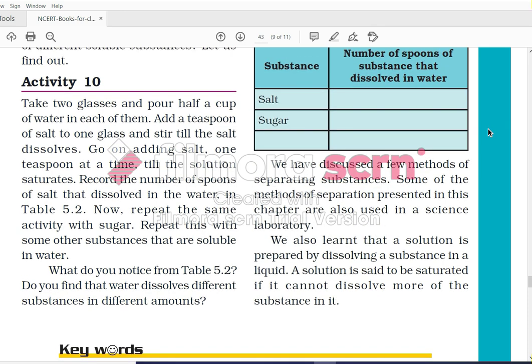Okay, what do you notice from this table? Do you find that water dissolves different substances in different amounts? Yes, the salt and the sugar are dissolved in different amounts.